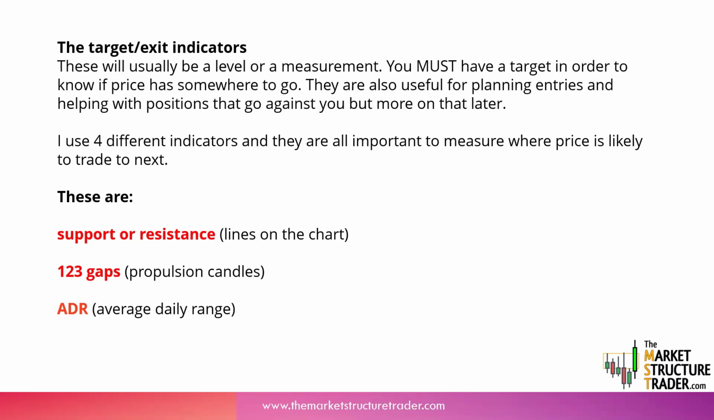So these 3 that I'm going to cover are support or resistance, which is basically lines on the chart. And you can use supply and demand, which is very much the same as support and resistance, if you want to. Then 1, 2, 3 gaps or propulsion candles. There's an indicator I can show you that will draw these on the chart for you. These are basically propulsion candles where we've had a sharp move in one direction, and these tend to act as magnets for price to move back to.